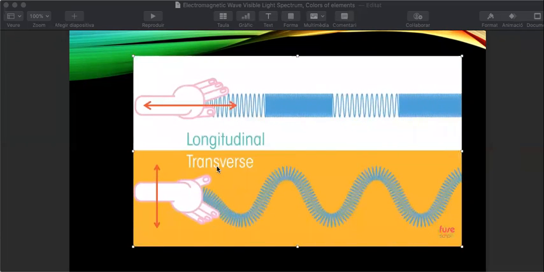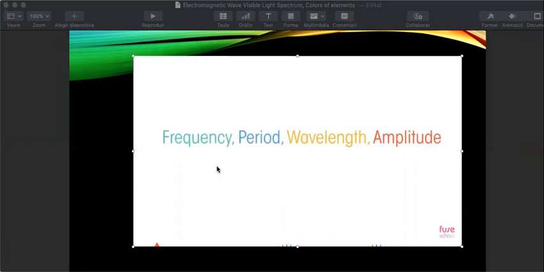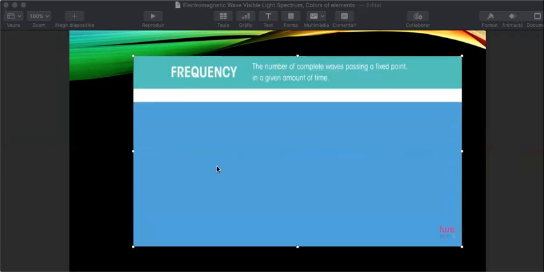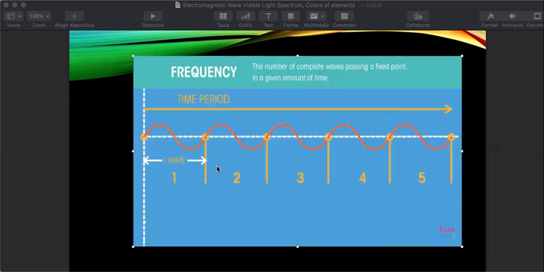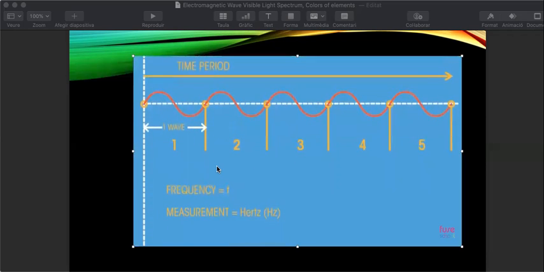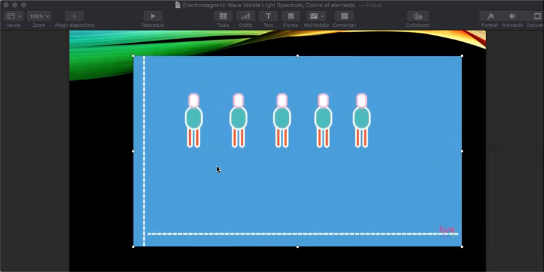There are two types of waves, which we look at in more detail in another video, but the basic features are the same. These four words describe different properties of waves. Let's discover what each one means. The frequency of a wave is the number of complete waves passing a fixed point in a given amount of time. This time period is usually 1 second. This is what one complete wave looks like. So if this was our time period, the frequency would be 5. Frequency is given the symbol F and is measured in units called hertz. Hertz measure how many complete cycles per second. So how many people in our Mexican wave stand up every second.